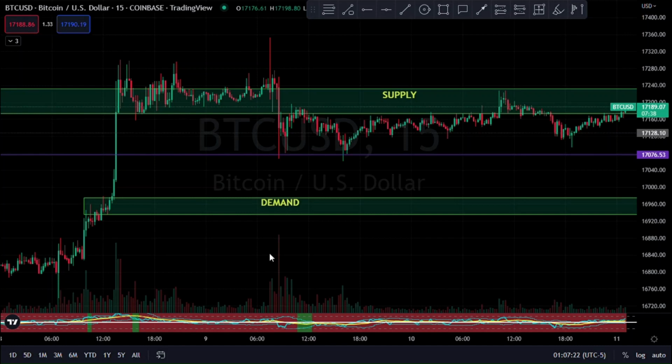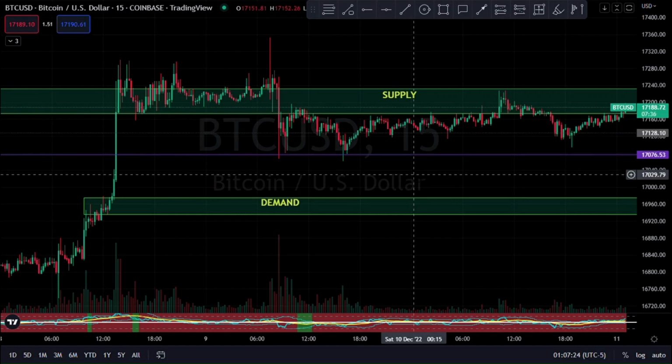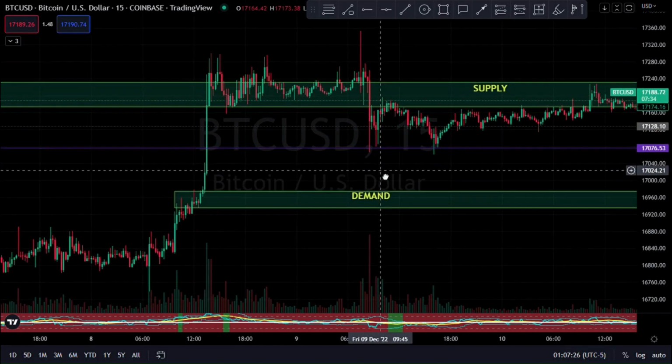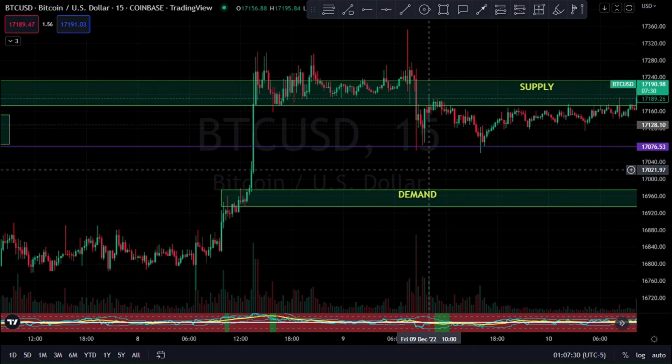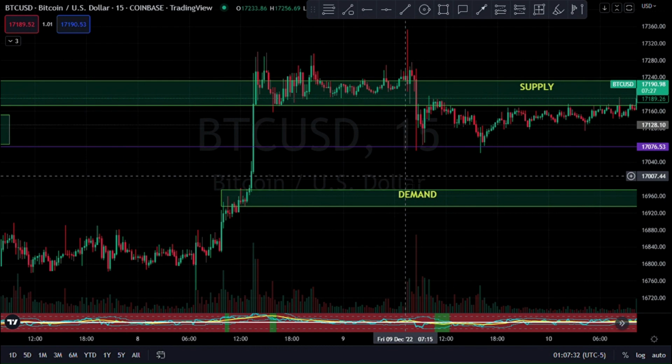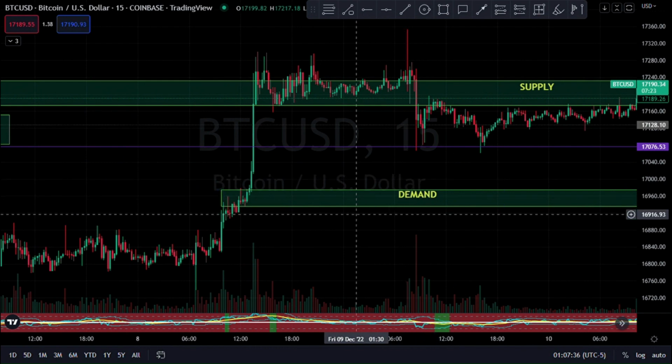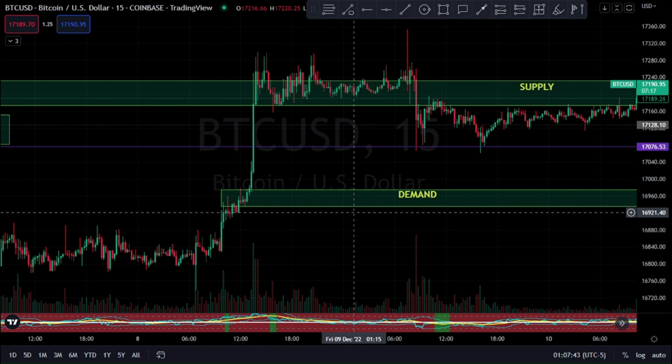All right, here's another episode on supply and demand. What we're going to look at today is how many times can an area be hit before it is useless? Essentially, these zones are areas where there are a lot of orders waiting to get filled. So these are a lot of limit orders, stop orders, and of course, any other order you want to put in here to make price go up and down.